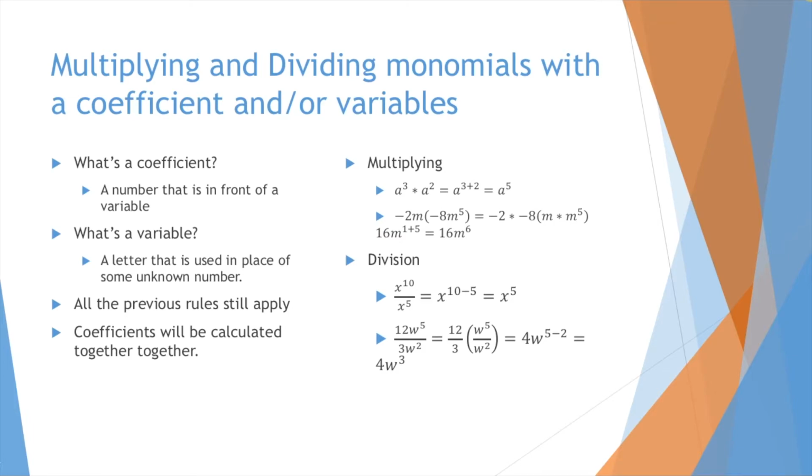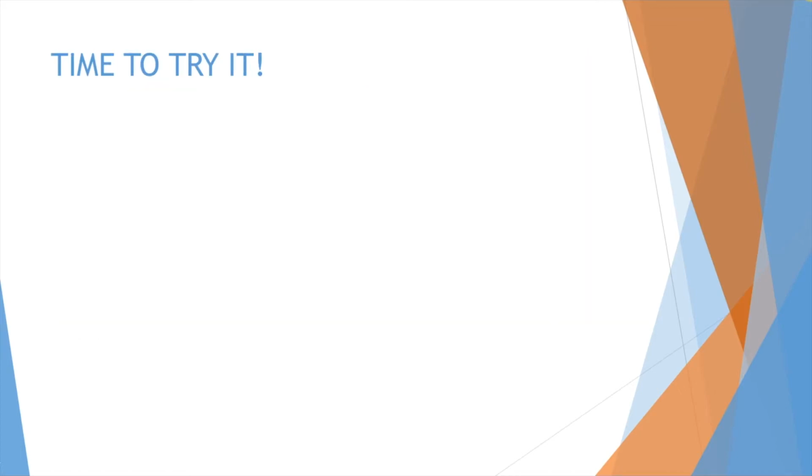Now let's look at one with a coefficient in there. 12w to the 5th over 3w to the 2nd. Once again, I'm going to separate my coefficients from my variable. Now I have 12 over 3 times w to the 5th over w to the 2nd. 12 over 3 is 4. Division. Easy enough for you, I hope. W to the 5th over w to the 2nd. I have my quotient of powers rule, meaning I'm going to subtract 5 and 2, which gives me 4w to the 3rd.